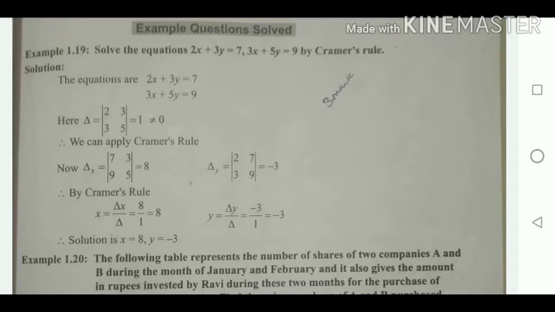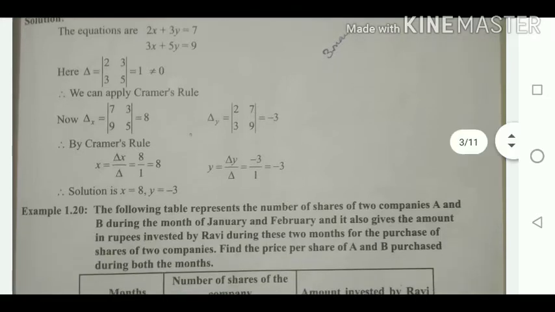First column is 2 3. Instead of this 2 3 you have to write 7 9. Okay, in order to find delta x. There is no change in the second column. The second column becomes 3 5 as it is. Now find 7 5s are 35 minus 9 3s are 27. You are getting 8. Okay, so delta x equal to 8.